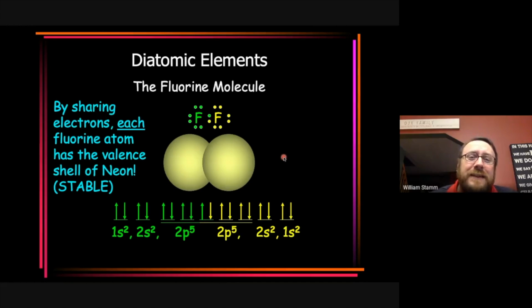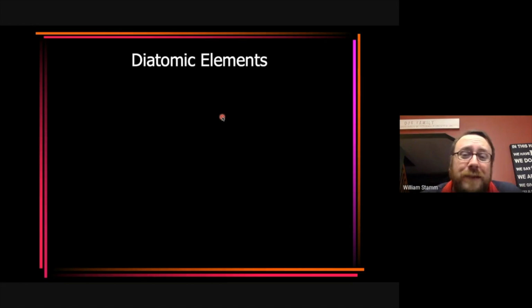Now, by sharing these electrons, each fluorine in this bond has the valence shell of the nearest noble gas, which happens to be neon in this case. And that makes it stable. Noble gases are stable because they have an octet. Well, this fluorine, when it's covalently bonded to this other fluorine, also has that same stable octet that neon has. And that's why it prefers to be bonded with another fluorine.